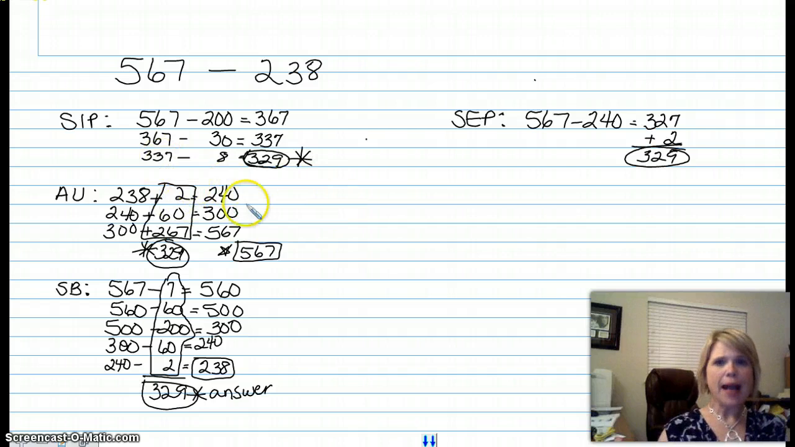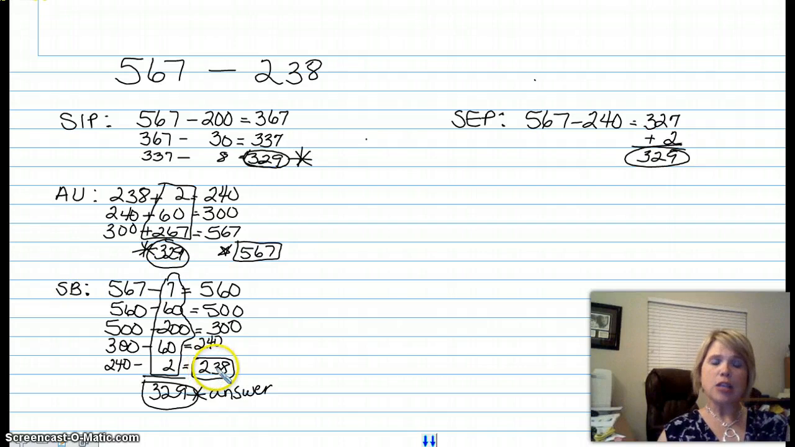Okay, I'm back. I did each of the 4 methods. If you got stuck anywhere along the line, go ahead and look at what I did. This is subtracting in parts. I took my number and I took away 200, I took away 30, and then I took away 8, and 329 was my answer. In adding up, I started with 238. My goal was to get to 567, and whatever I added up to get to that was 329. I first added 2, then I added 60 more, and then I added 267, and then added that total up.